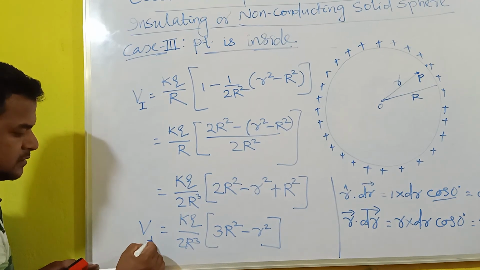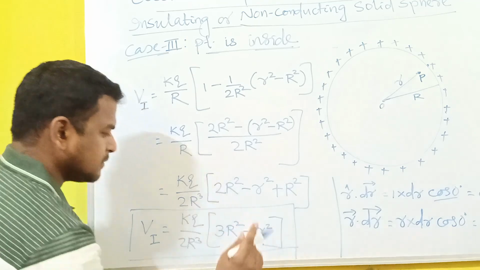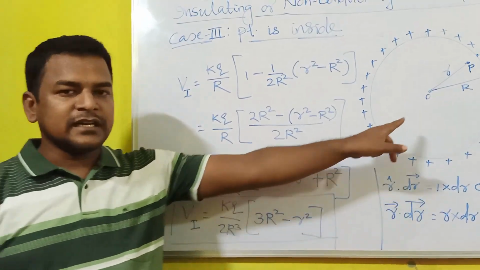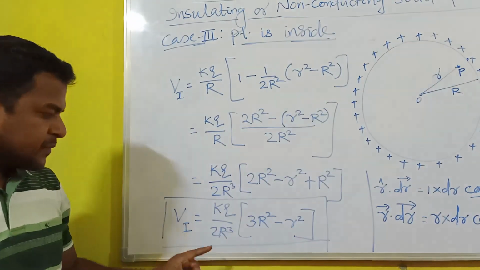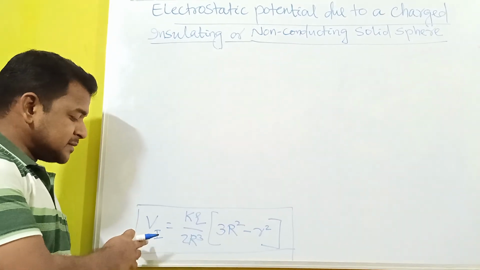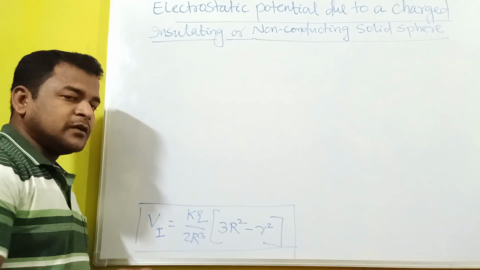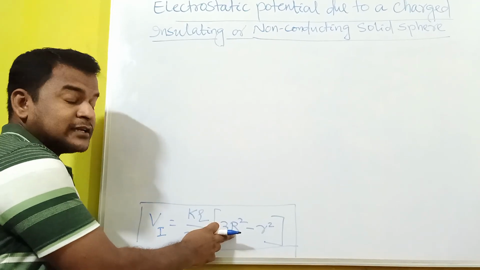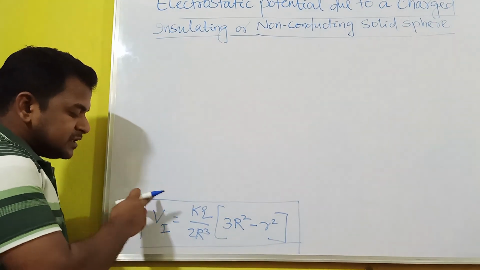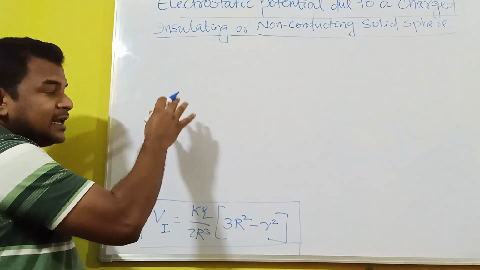V inside. This is the expression for potential inside the sphere. Now we have derived the expression for potential inside the sphere, that is kq upon 2R cube, 3 capital R square minus small r square.